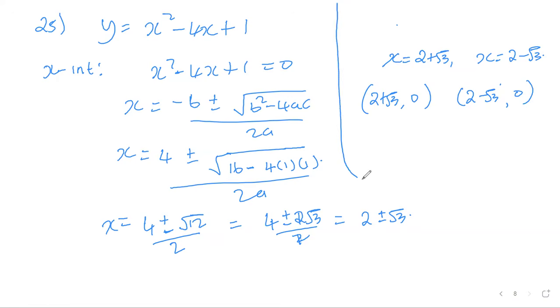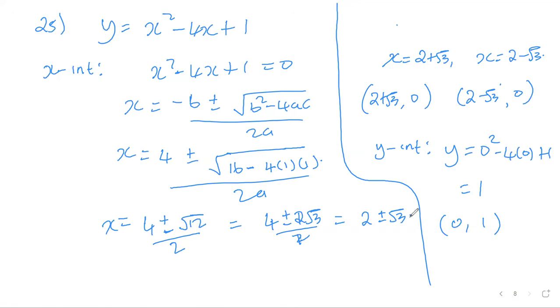The y-intercept is going to be y equals 0 squared minus 4 times 0 plus 1, which is 1. So it's the point 0 on the x, 1 on the y. That's our y-intercept. Let's look at the vertex or turning point. The x coordinate is negative b over 2a, and our b there is negative 4.